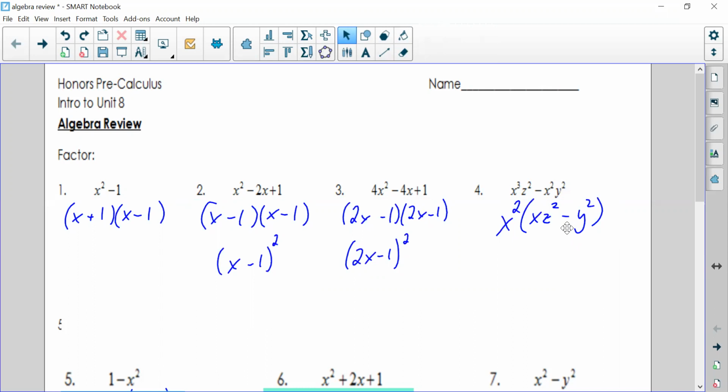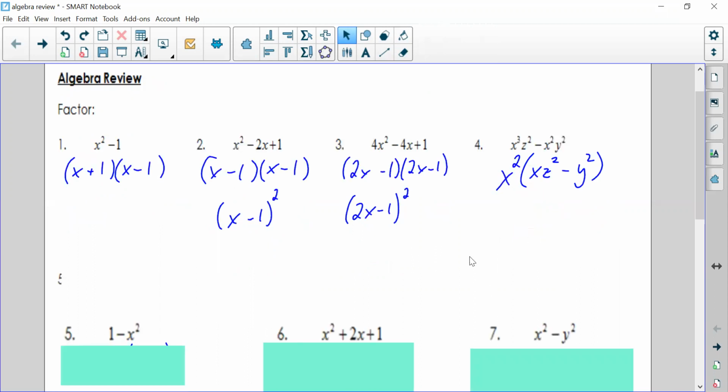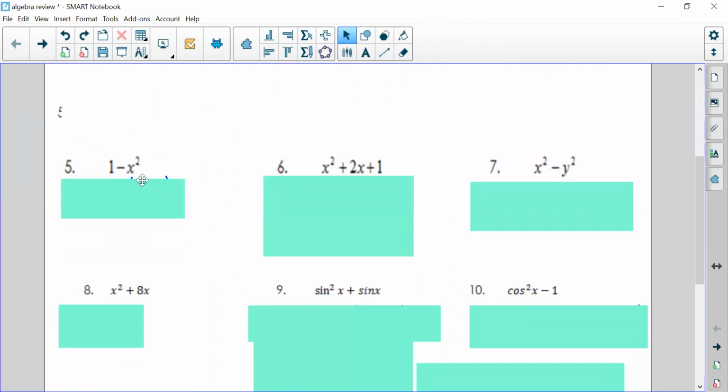It's close to a difference of squares. You've got the difference part. This is a square, but this first term is not a square. That x ruined it for us. Pause the video and factor the next four, from 5 to 8. So please pause the video and factor these four.